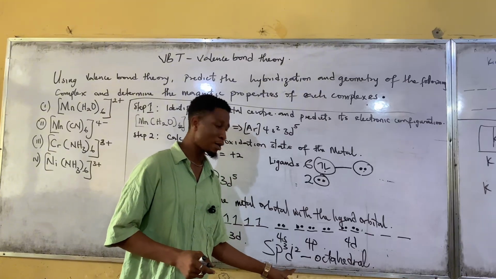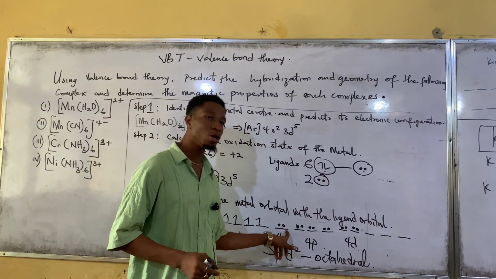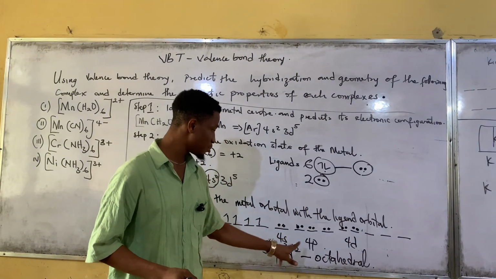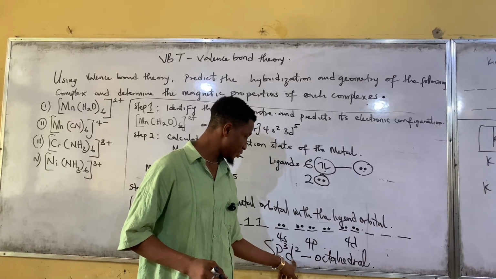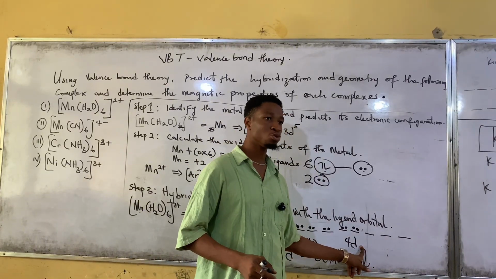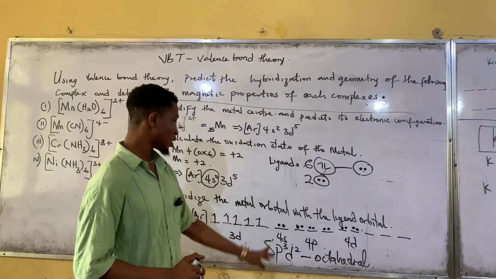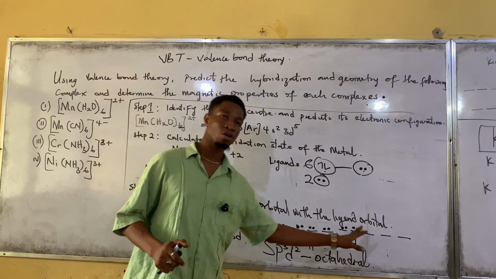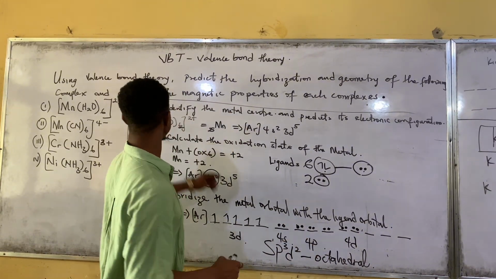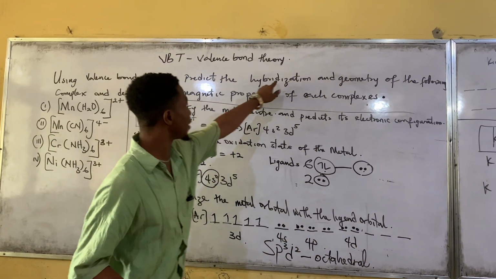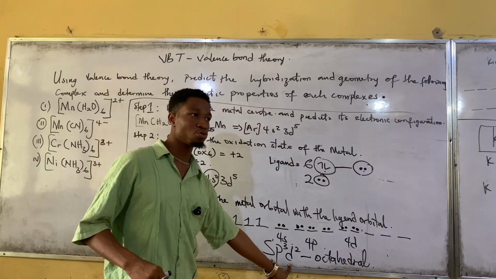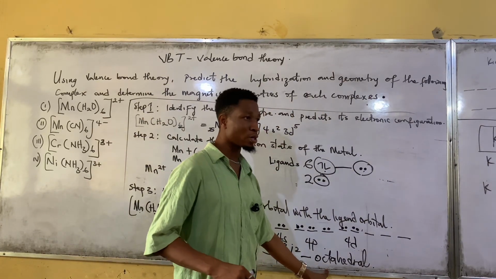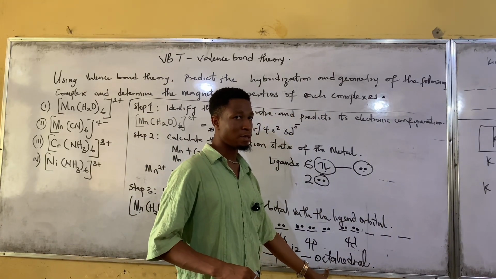sp3d2. Are we together? S1 because only 1 lone pair that we put here. P3 because we put 3 lone pair here. And D2 because we put 2 lone pair here. So that's why it's called sp3d2, and that's what? Octahedral complex. Now look at the question. The question says we should predict the hybridization, sp3d2. The geometry, octahedral. Are you seeing that?